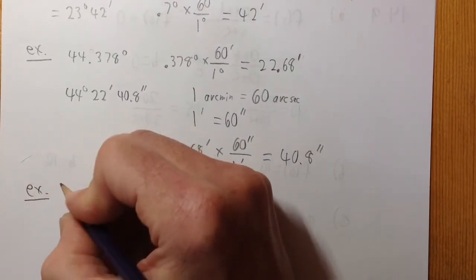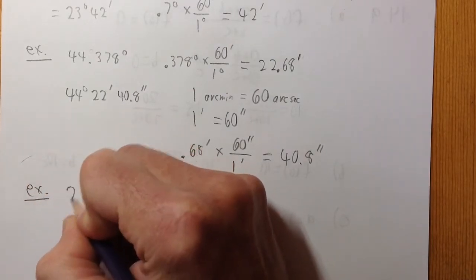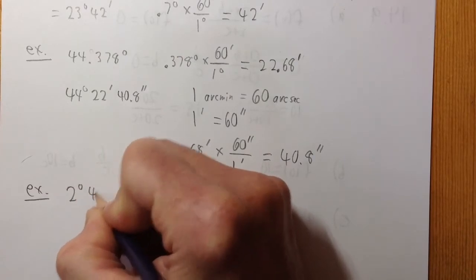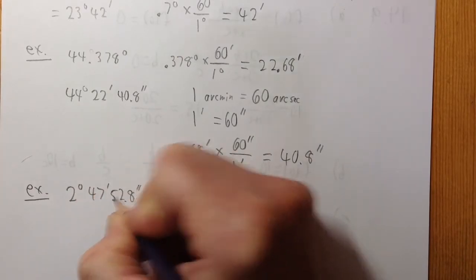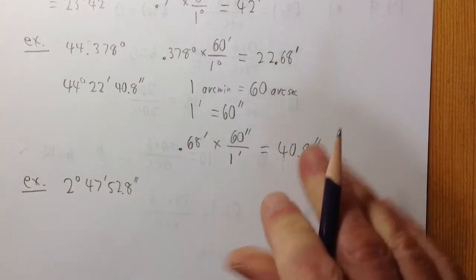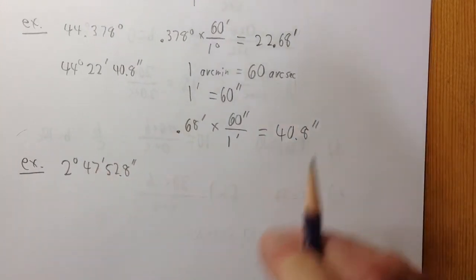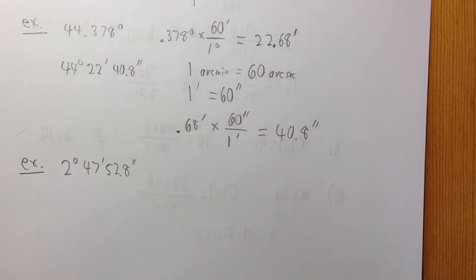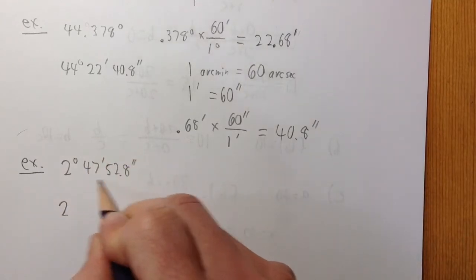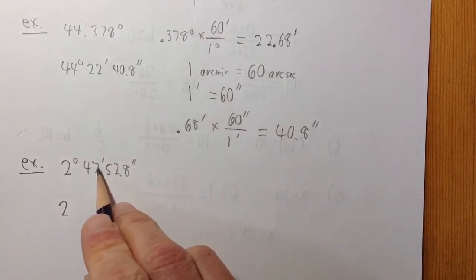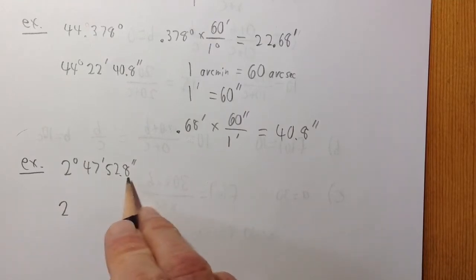Let's say that we went 2 degrees and, I don't know, 47 minutes and 52.8 arc seconds. How many decimal degrees is that? Let's say we don't like this system, we want to change it to a decimal. So first of course it's 2 degrees, so it's 2 point something, right? And 47 minutes, 45 minutes is 3/4, so it's going to be probably 0.7 something.